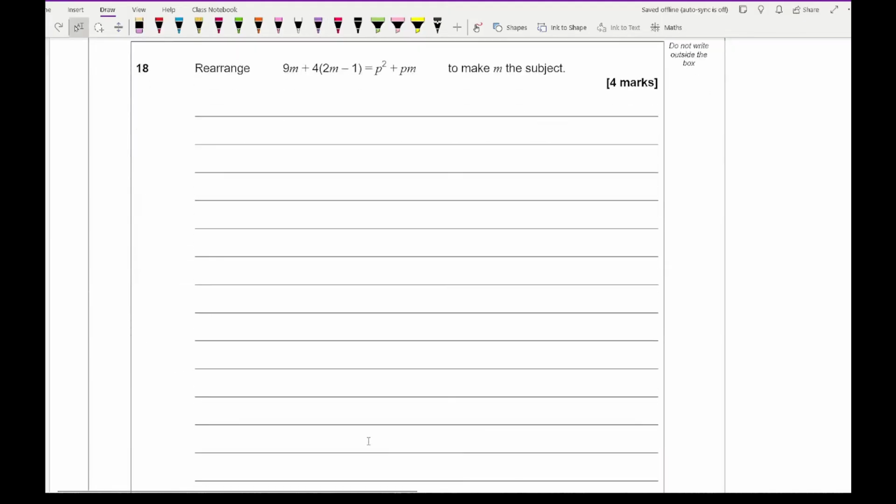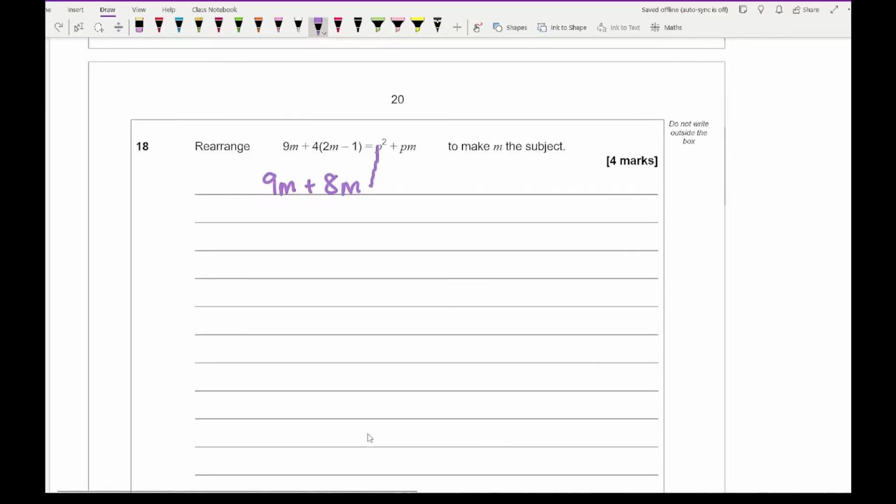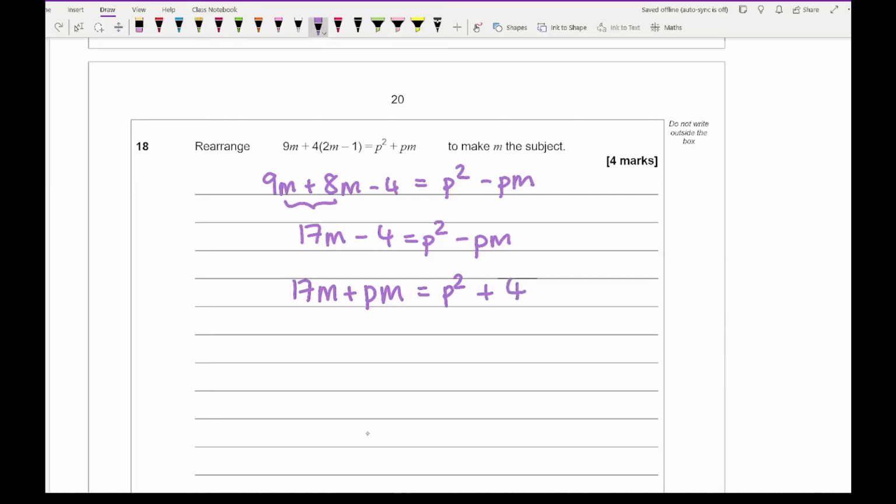Then moving on to question 18, it says rearrange, and we've got this formula to rearrange. So first of all, we can start by multiplying out the brackets. We get 9m plus 8m minus 4 equals p squared minus pm. We can then combine these two things together, so we get 17m minus 4 equals p squared minus pm. We then want to get everything with m on one side and everything else on the other, so I've got 17m plus pm equals p squared plus 4.